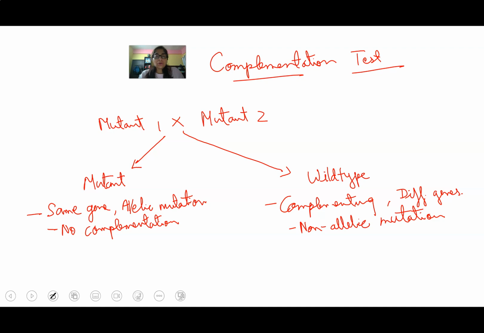Okay. So, all the questions based on complementation test can be answered by this simple understanding. If mutant 1 is crossed with mutant 2, and the resultant progeny is also mutant, it means no complementation happened, means the mutations were in the same gene, which makes it an allelic mutation. If mutant 1 crossed with mutant 2 gives wild type phenotype, it means complementation happened, means different genes are involved here, and a non-allelic mutation.